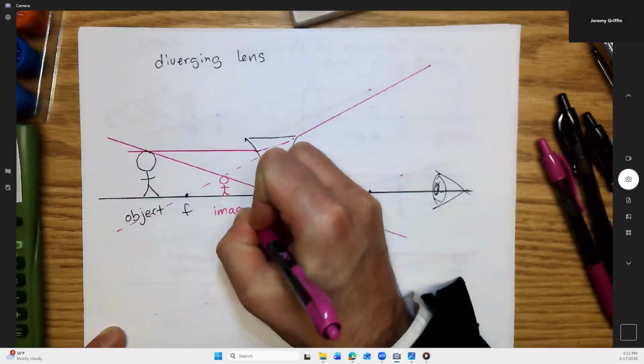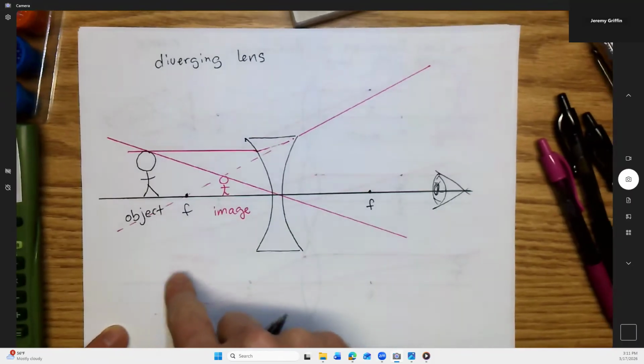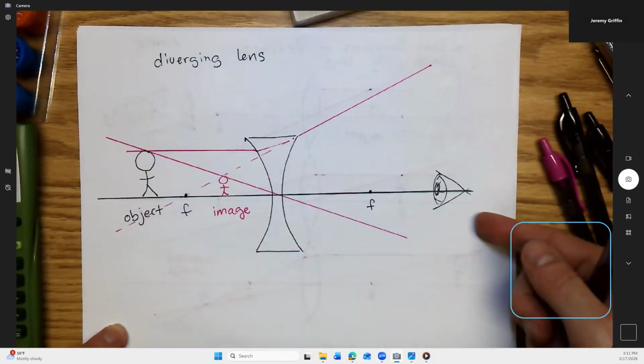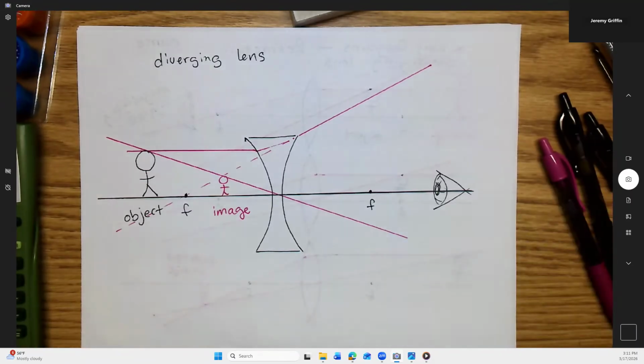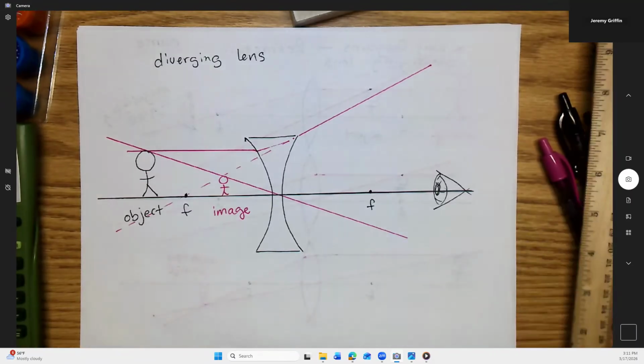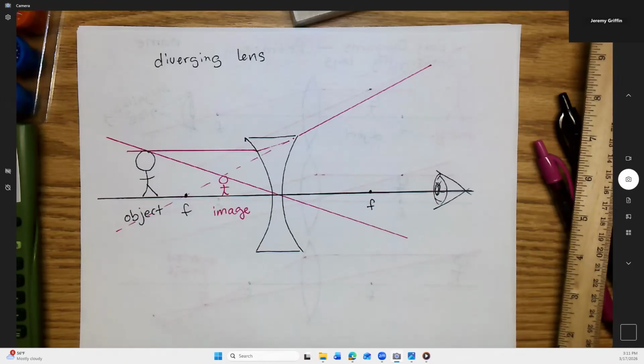Again, no matter where I situate the object, the image always just looks smaller. So this observer here, looking through this diverging lens, should always see a smaller image emerge. All right, you guys go with those lenses?